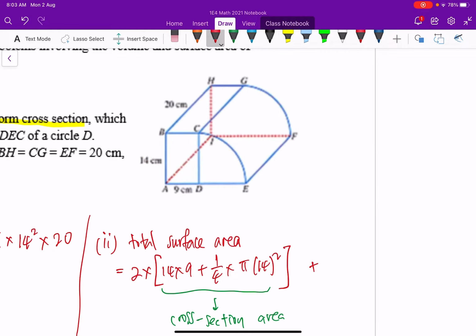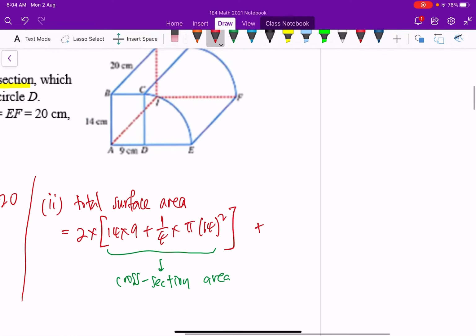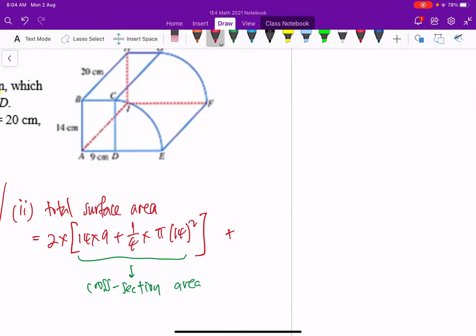So in order to find the surface area of a rectangle, all you need to do is find the perimeter of the cross-section area, including the curved surface, multiplied by the height. That's exactly what we're going to do. The perimeter will be this plus this plus this and this. So it's 9 plus 9 plus 14 plus 14 plus this part.